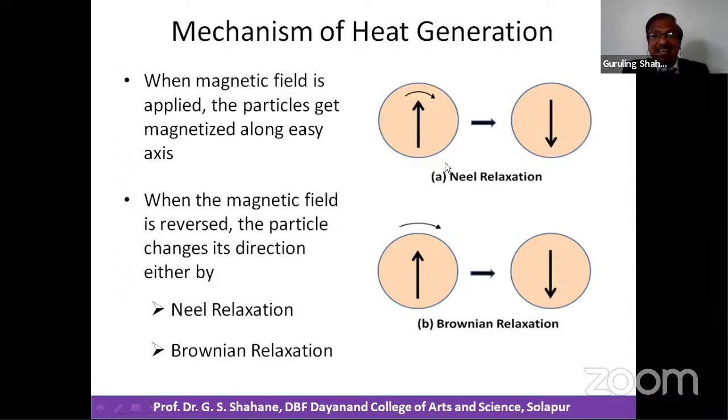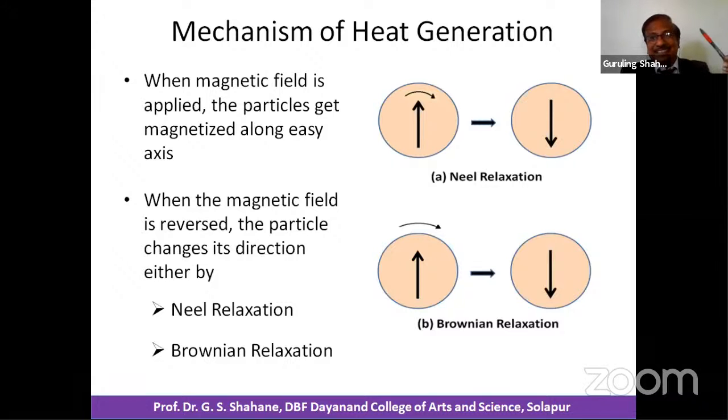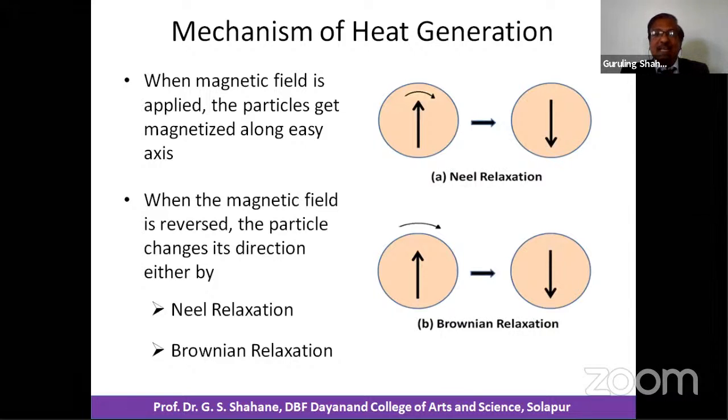In Néel relaxation, as already mentioned, it is magnetized along the easy axis. Say, for example, this is the easy axis. And if we try to change its direction of magnetization along with that field, due to magnetic anisotropy, generally it is the hard axis. So we require some energy to change the direction. The nanoparticle takes the energy from the magnetic field, and after passing the hard axis, it automatically relaxes and moves to the easy axis again.